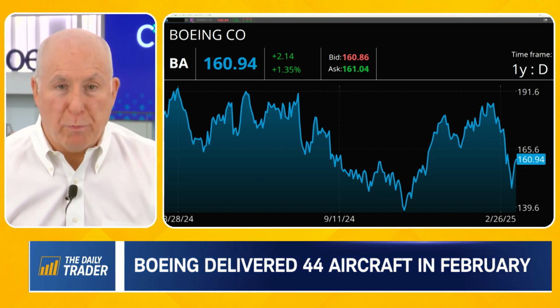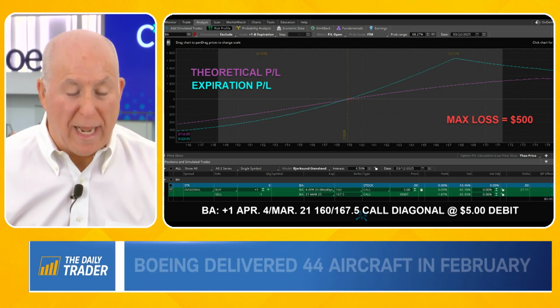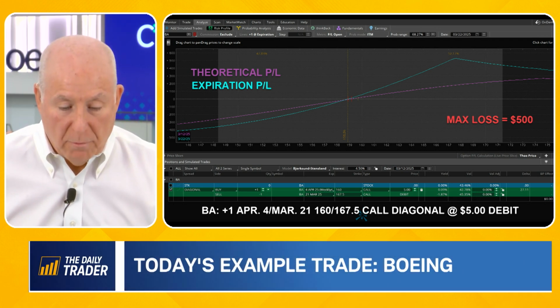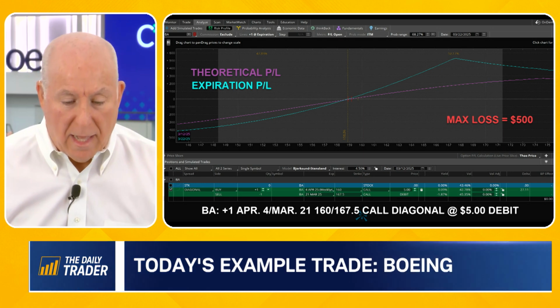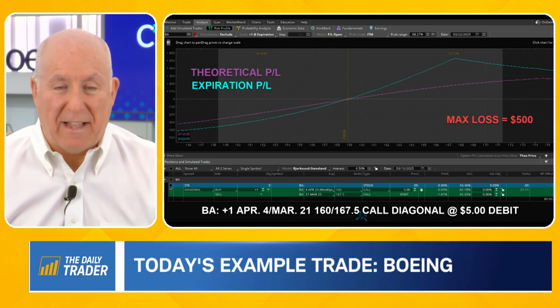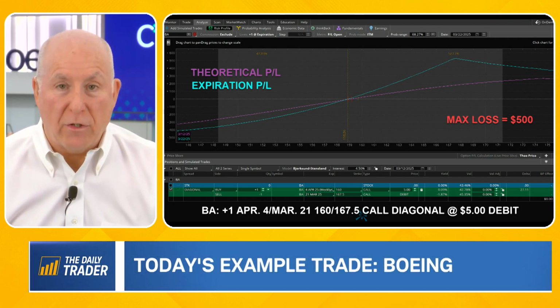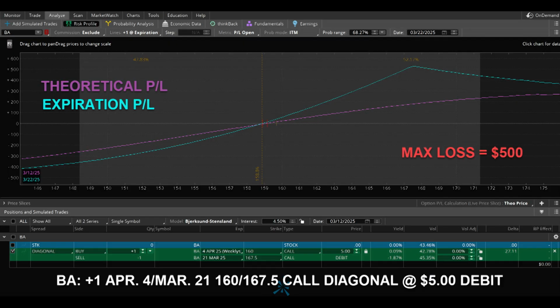We went to the April 4th expiration, so we gave ourselves a little bit of time, 22 days till expiration, and we put on a call diagonal, buying the 160 strike, so right at the money, and selling next week's March 21st 167.5. Now the expected move in this case is about $9.50. We're going about $7.50, actually right around $7 higher. So almost daring the stock to go higher.